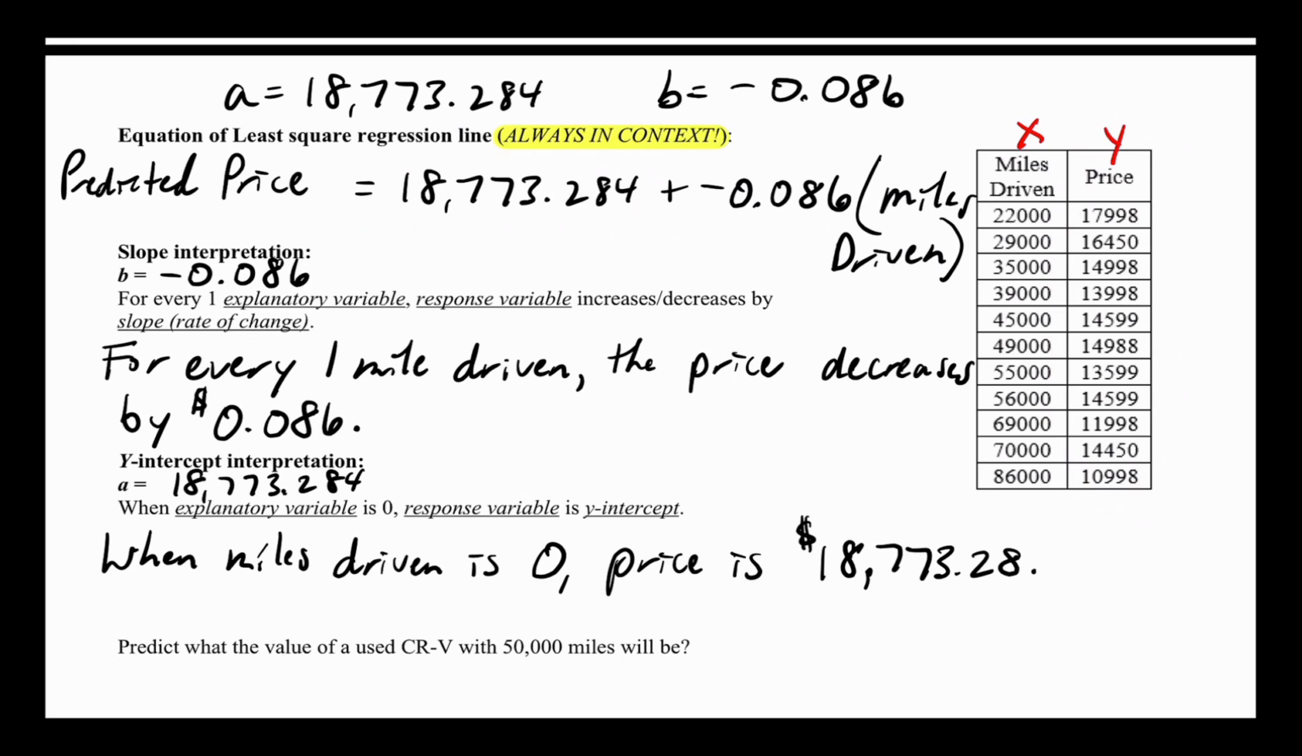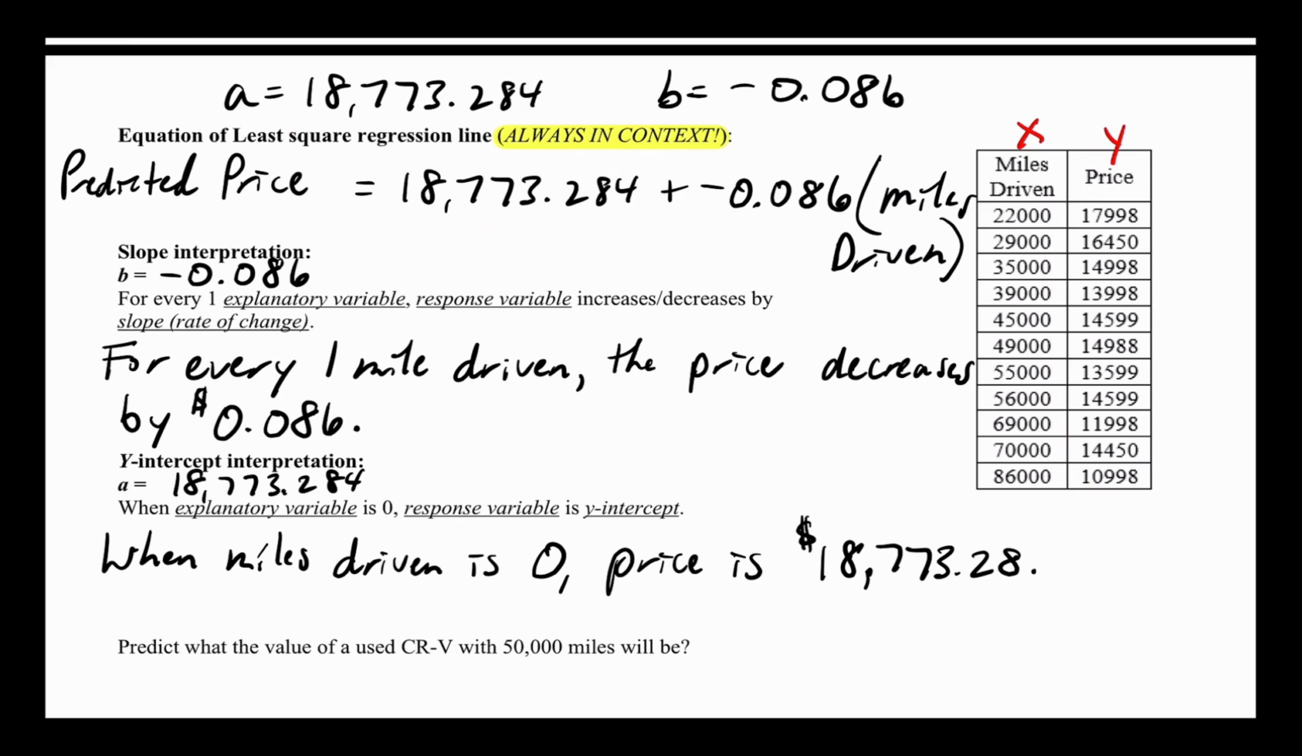So when miles driven is 0, the price is $18,773.28. What does that mean in more plain English? If it's a brand spanking new car that has never been driven, it's going to be about $18,773.28. Okay, that's what it's saying.